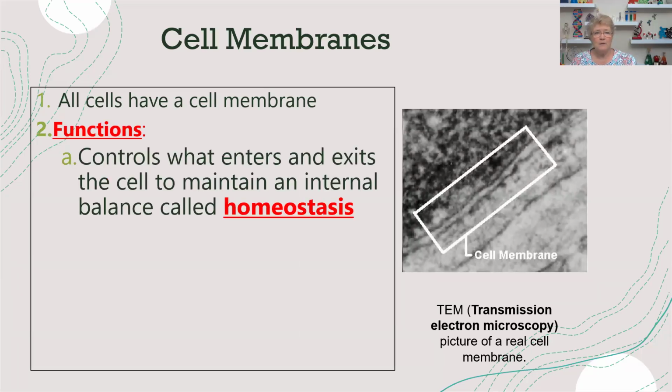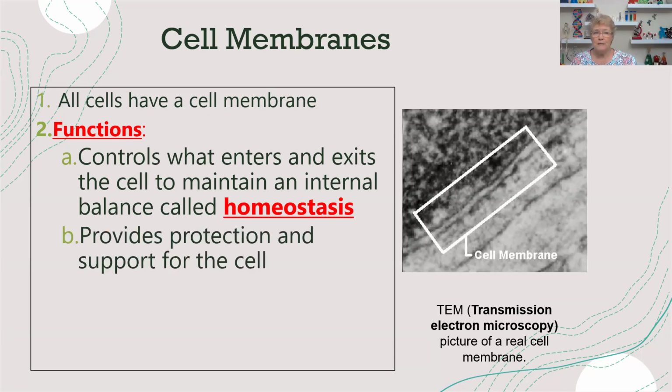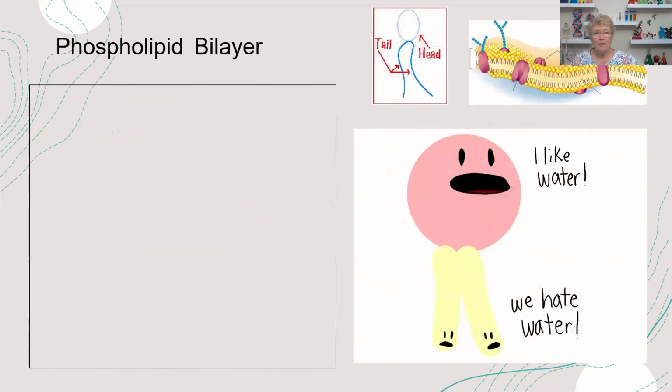And this is what cell membranes do. They control what comes in and what goes out in attempts to maintain that balance that we learned about last week called homeostasis. That's what the body's trying to do all the time, is maintain homeostasis. In addition to letting things go in and come out, they also protect and support the cell. The cell membrane itself is made up of what's called phospholipid molecules. This is what the molecule is going to look like right here.